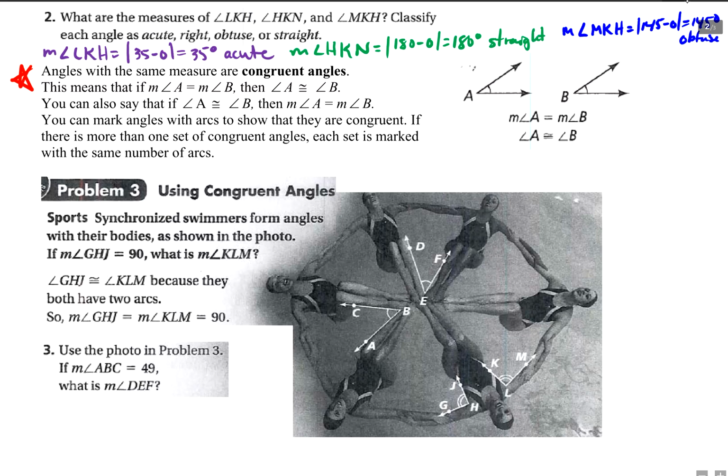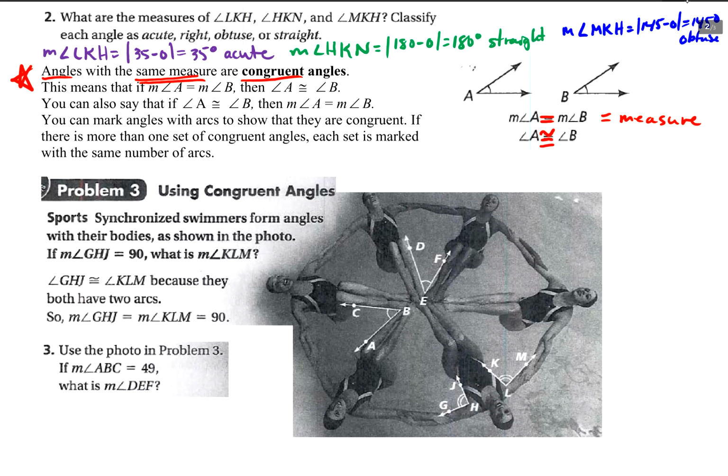Good stuff here. Angles with the same measure are congruent. Just like segments with the same length are congruent, angles with the same measure are congruent. So if the measure of angle A equals the measure of angle B, then angle A is congruent to angle B. If we're talking about congruency, we do not have measures in front of them. So our measures are equal. Equal measure gives us congruent angles.